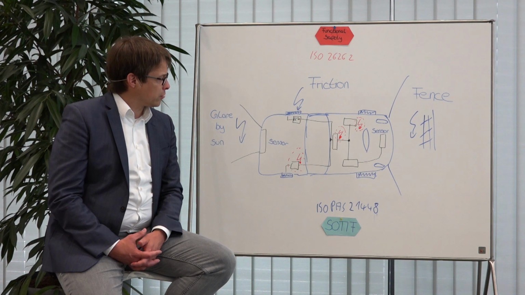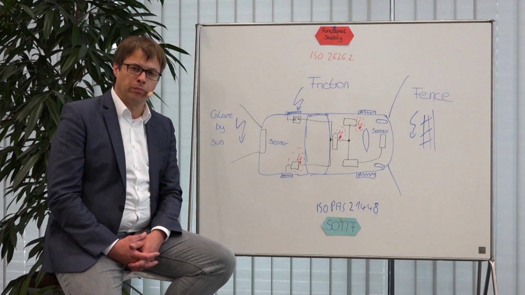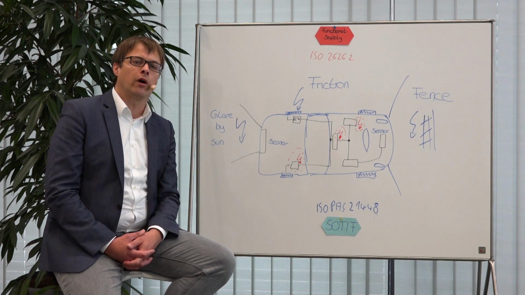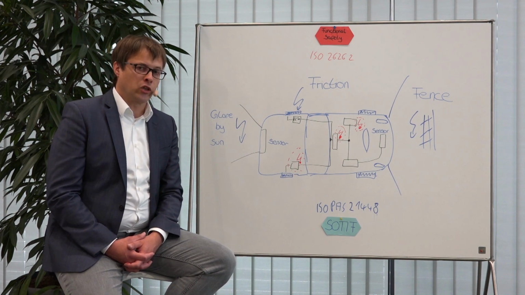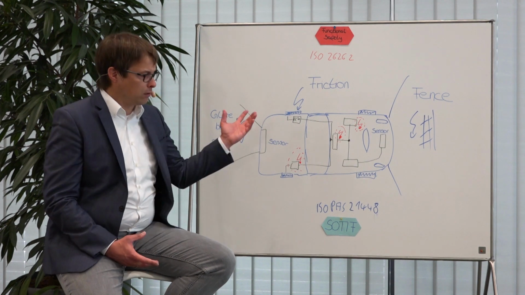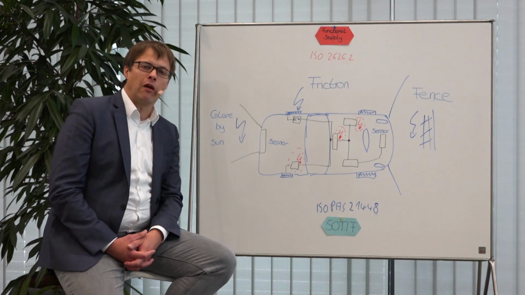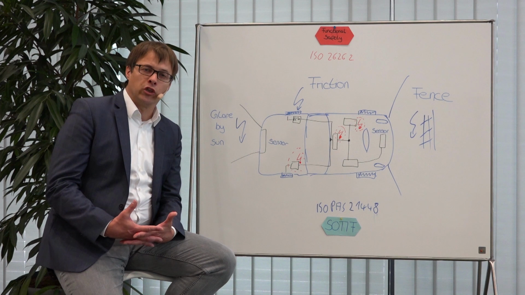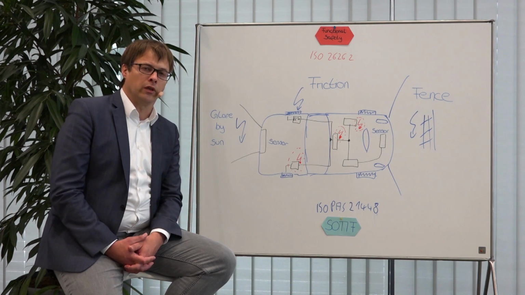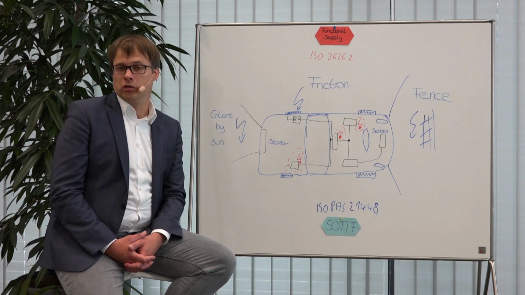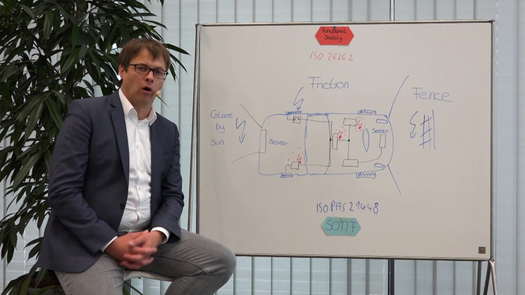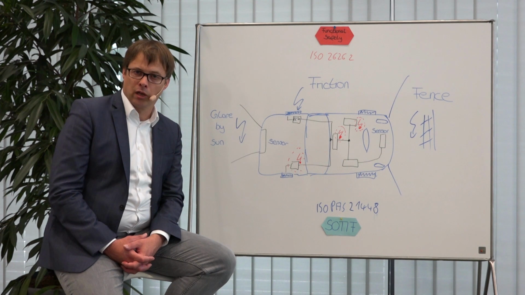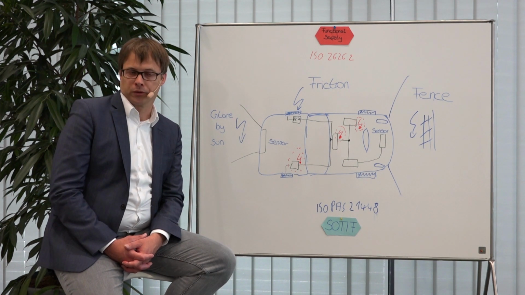So SOTIF says, okay, we cannot avoid that the car is driving somewhere in the environment, but we have to think about how we can detect such situations, like being on a road and the sun is glaring my front window. These are unsafe scenarios, and SOTIF tries to reduce these unsafe scenarios by certain methods. More or less, it's about verification and validation of such scenarios.